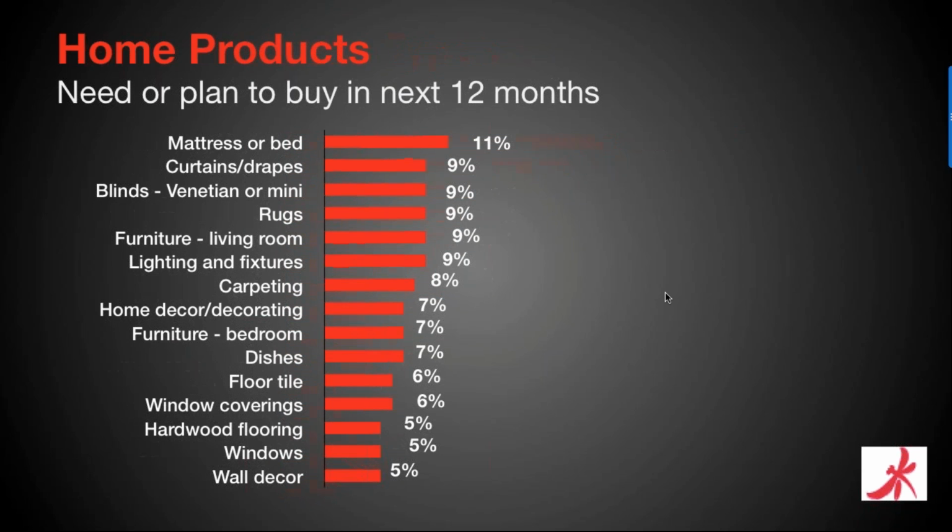Then we go deeper and we ask, what do you plan to buy? So we ask about everything from mattresses to carpeting to dishes to floor tile to rugs to living room furniture, recliner chairs, etc. We ask once again the questions a business would ask.